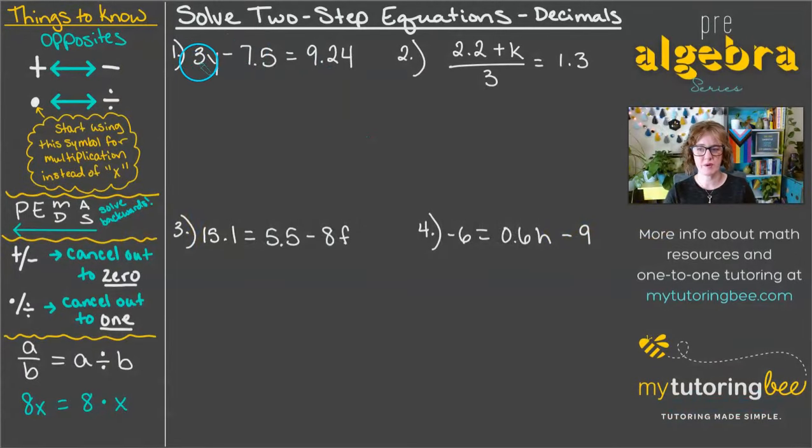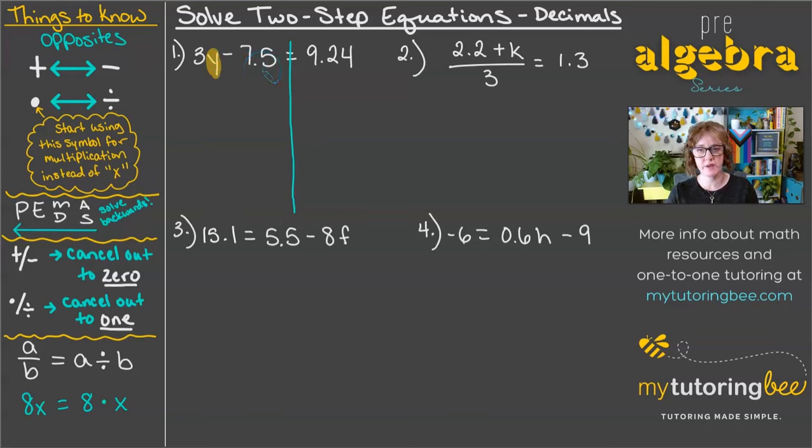In our first problem, we've got 3y minus 7.5 equals 9.24. So what I like to do is go ahead and drop down a line through my equal sign. That gives me a left and a right side so that I can decide which side I'm going to be working on. And here is my variable. I need to identify that and identify what operations are happening over here on this left side where my variable is. I see multiplication and I see subtraction there with the 7.5.